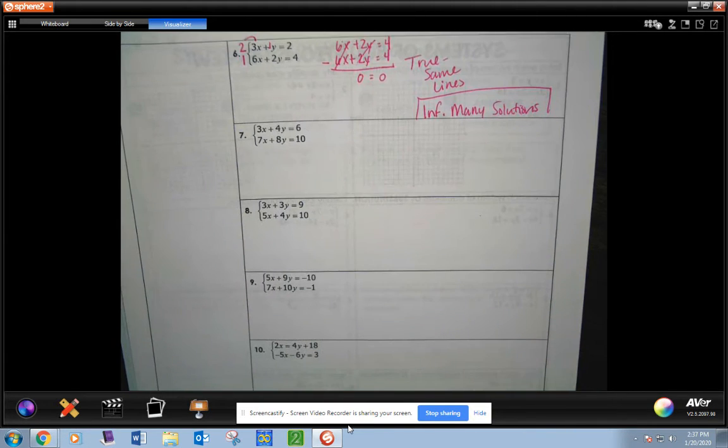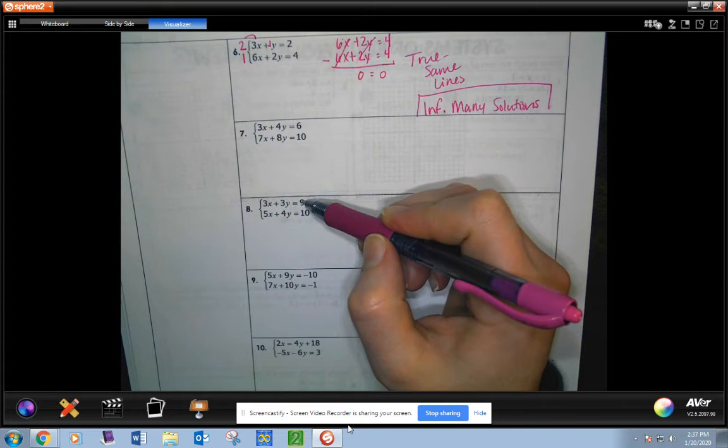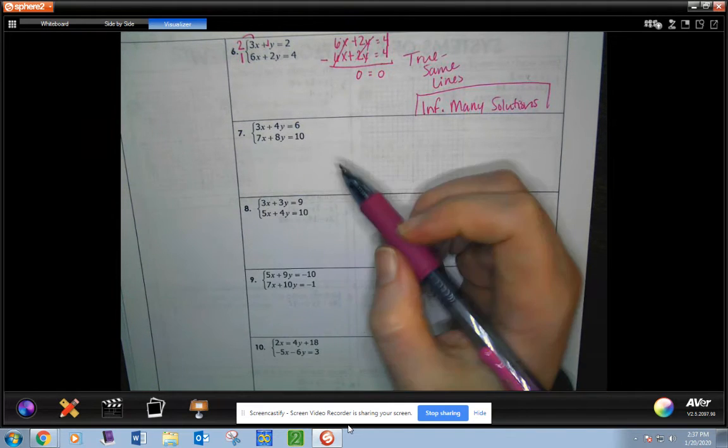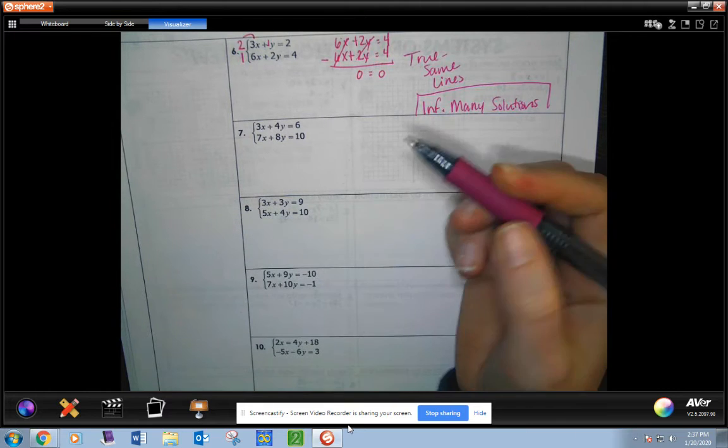For number 8, I got 3x over 5x, 3y over 4y, and 9 over 10 with the equals in the same spot. Okay, we can either switch 3 and 5, or we can switch 3 and 4. The numbers are really close, so I'm just going to go ahead and go with 3 and 5, and I'm going to do 5 and 3. You could have done the other way. You're going to get to the same answer.